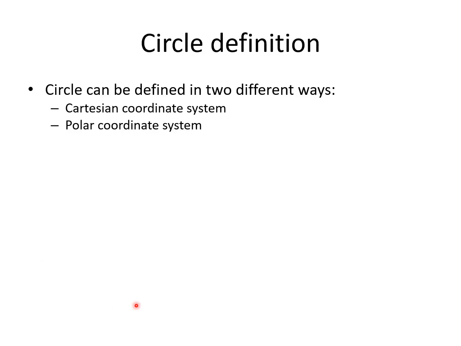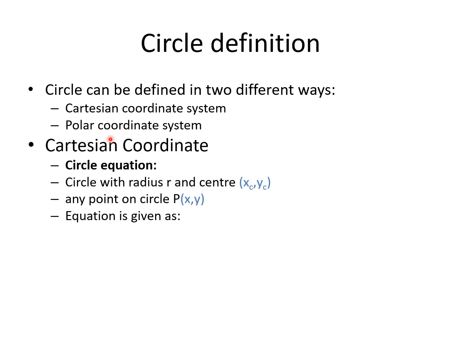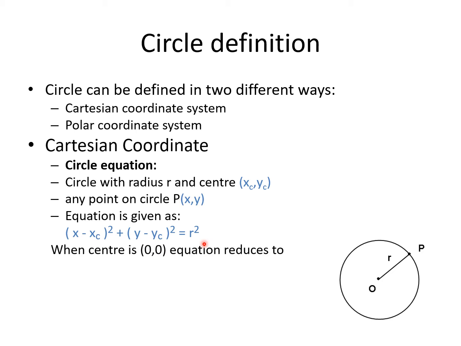Circle can be defined in two coordinate systems, Cartesian and polar coordinate system. In Cartesian coordinate system, this equation of the circle can be obtained if we know the radius r and the center xc, yc. Then any point on the circle is obtained by the equation which is given over here. X minus xc whole square plus y minus yc whole square is equal to r square. If we take center as origin, then the equation further reduces to this form. And this is a more simpler form.